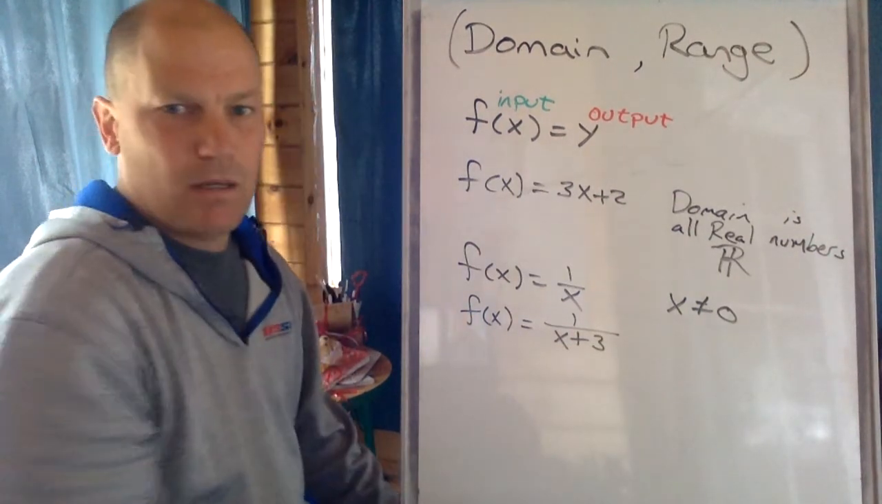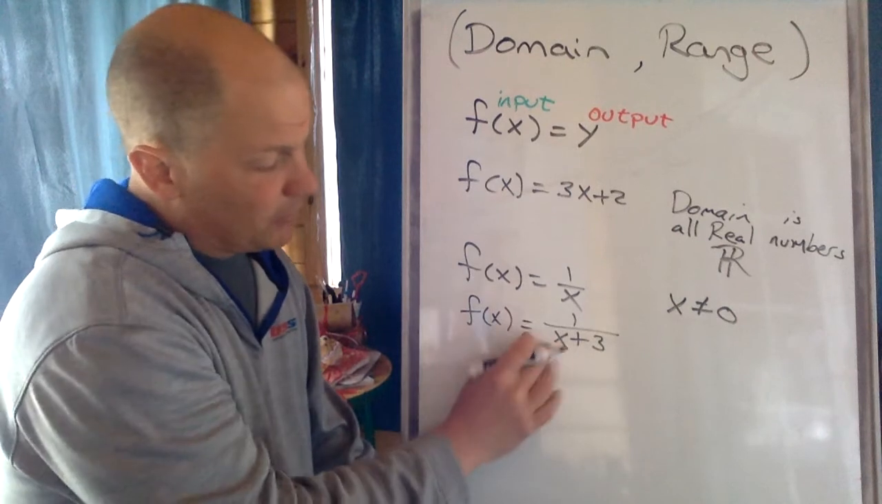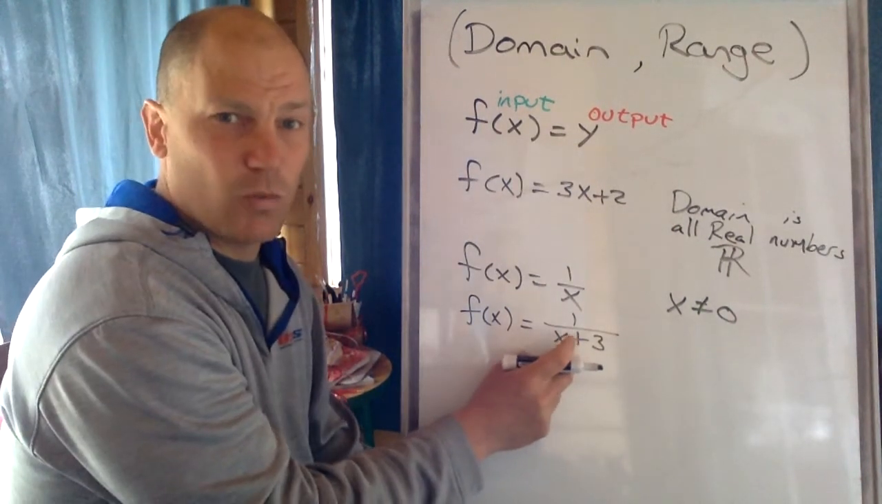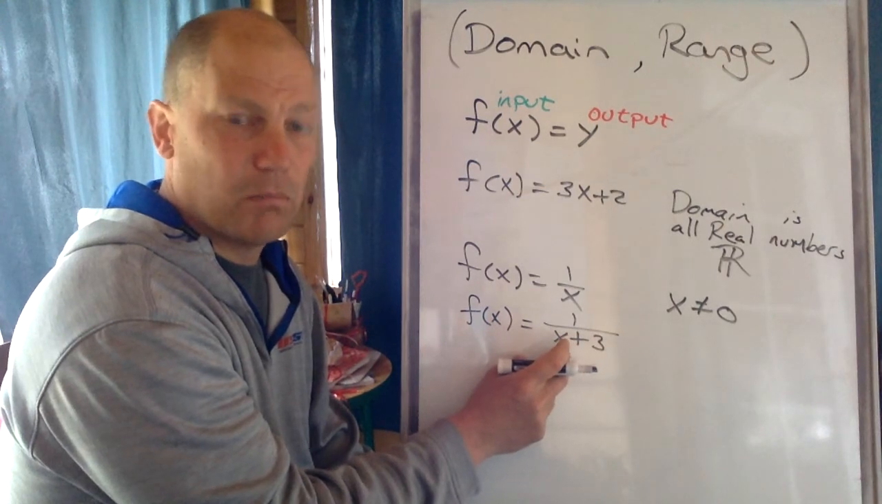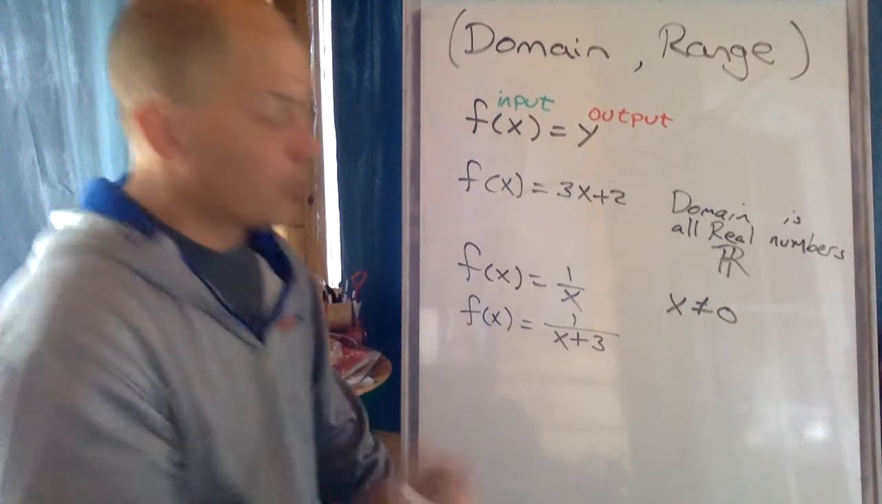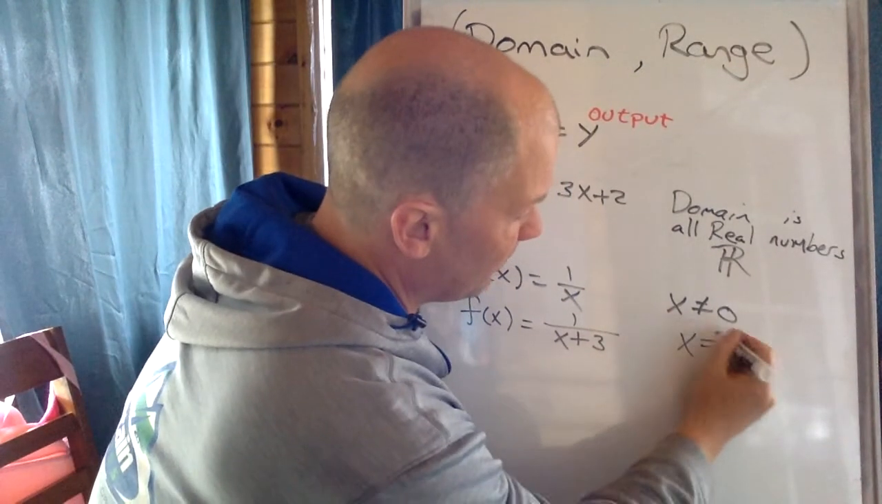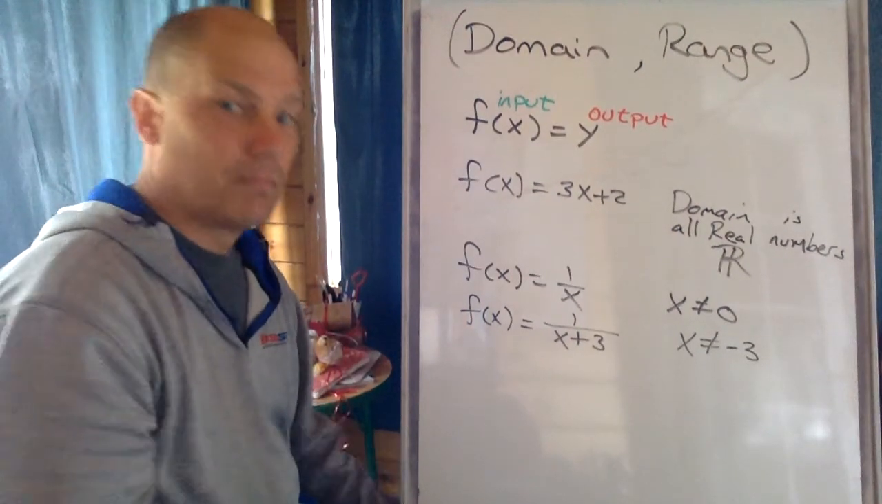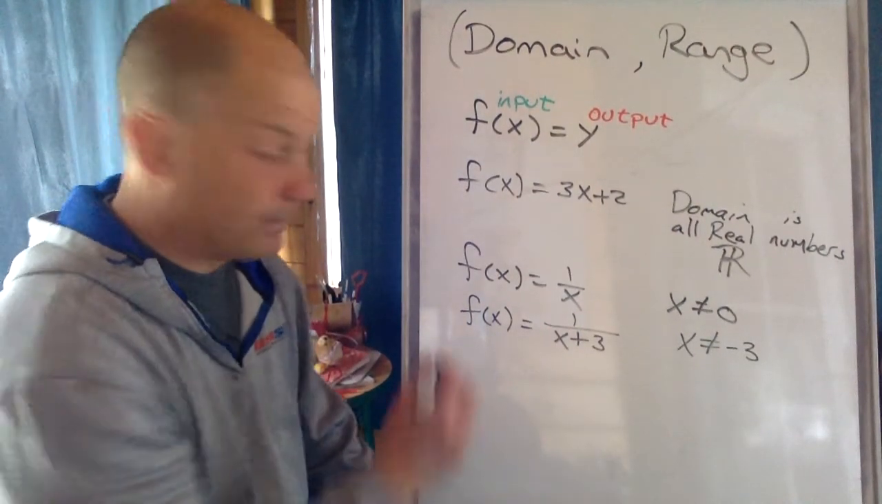Right? If we have the equation f of x equals 1 over x plus 3, well, we're not allowed to divide by 0, so what makes the denominator 0? X would be negative 3. We're not allowed to do that, right? So we say x cannot be negative 3. Okay, let's try one more.